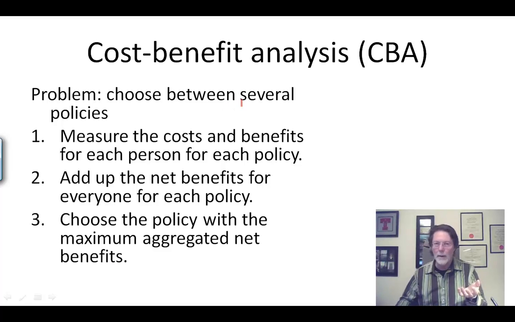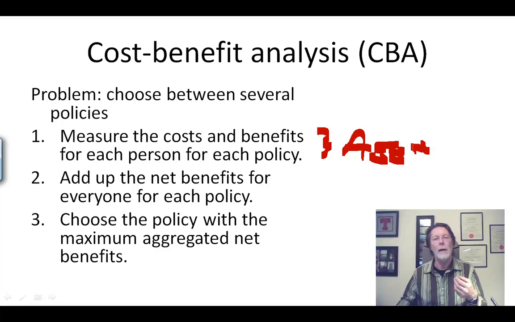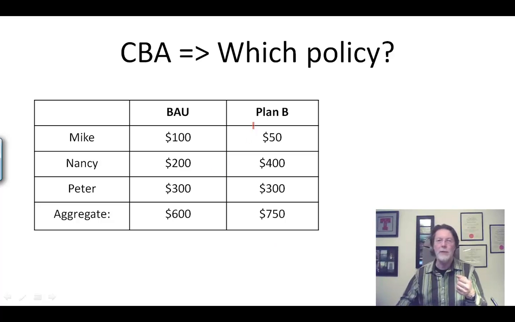So basically, the problem is to choose between several policies, so you measure the costs and benefits for each person of each policy. Then we aggregate that, add it up, and when you've added it up, choose the policy with the maximum aggregate net benefits. This is the recommendation. So which of these policies would someone choose? Business as usual, BAU, or Plan B, the alternative?